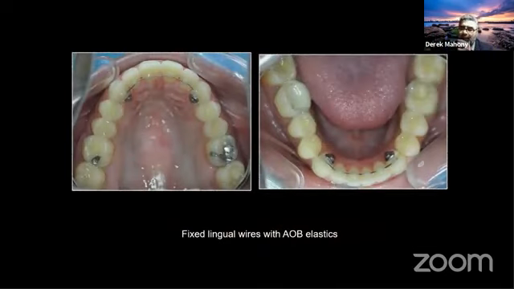And I learned this technique from my good friend in Colombia, Dr. Peydro. He's a great Damon operator. He's a really lovely guy, actually.